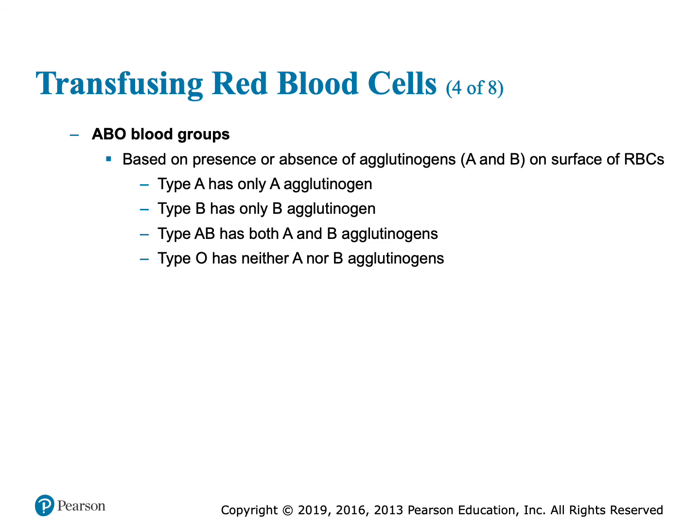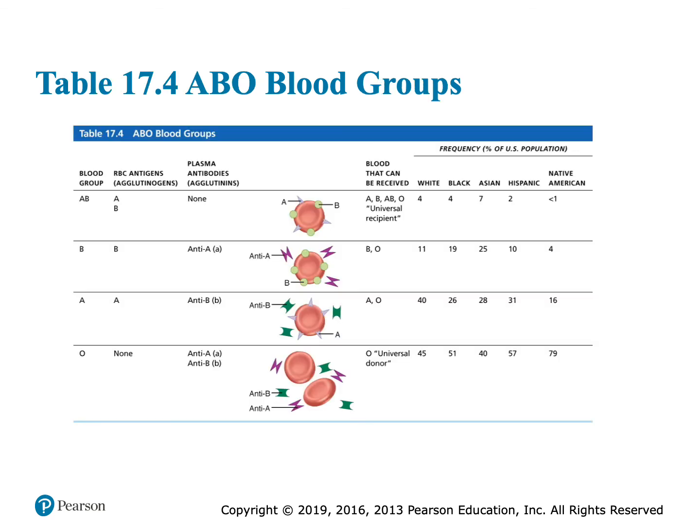So, that antigen often is called an agglutinogen. It is on the surface of your red blood cell. So type A has an A agglutinogen, type B has a B agglutinogen, type AB has both, type O has neither. So this slide is all inclusive.